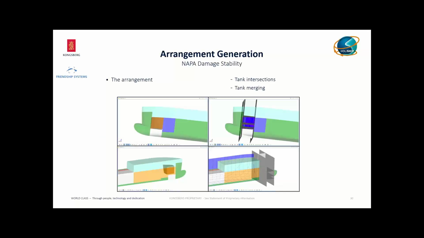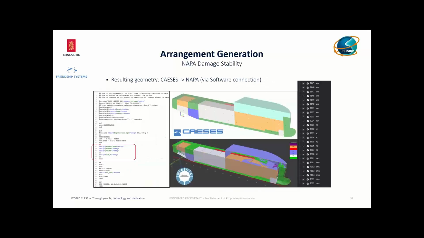And when we have the hull, the longitudinals, the bulkheads, and the decks, we can make an intersection of these surfaces and create a solid tank. And when you create the tanks for the whole vessel, you're able to generate an arrangement in NAPA and calculate damage stability.